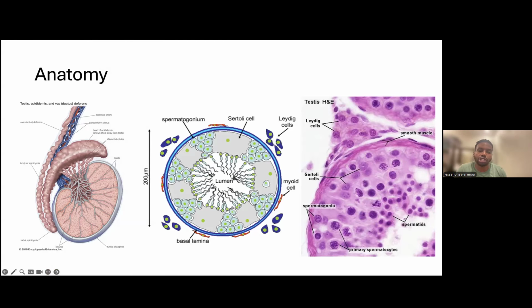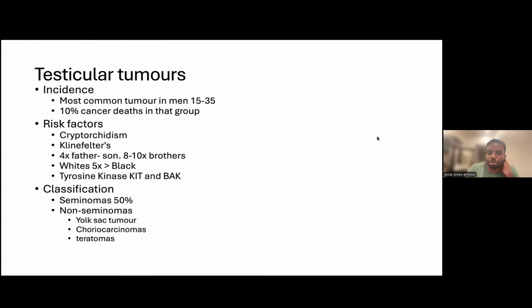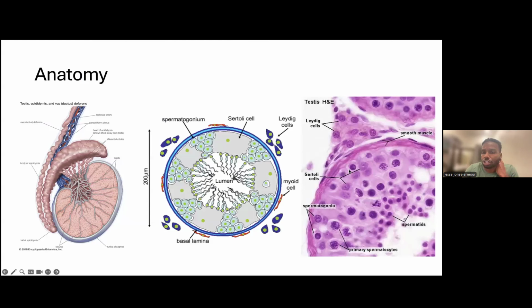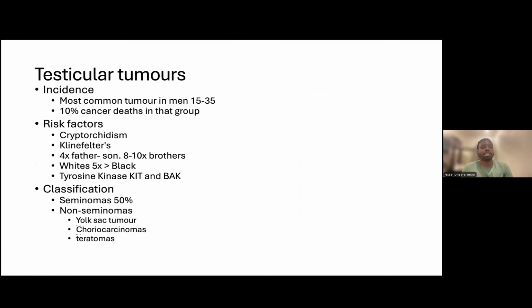And then these cells with the large vacuoles, these would be your germ cells, which will be making up the germ cell tumors that we'll be going to just now. And then we have an actual histology slide where you can see it a little bit better what we're talking about, right? So testicular tumors are the most common tumor in men between the ages of 15 to 35, and it accounts for about 10% of the total cancer deaths in that group.